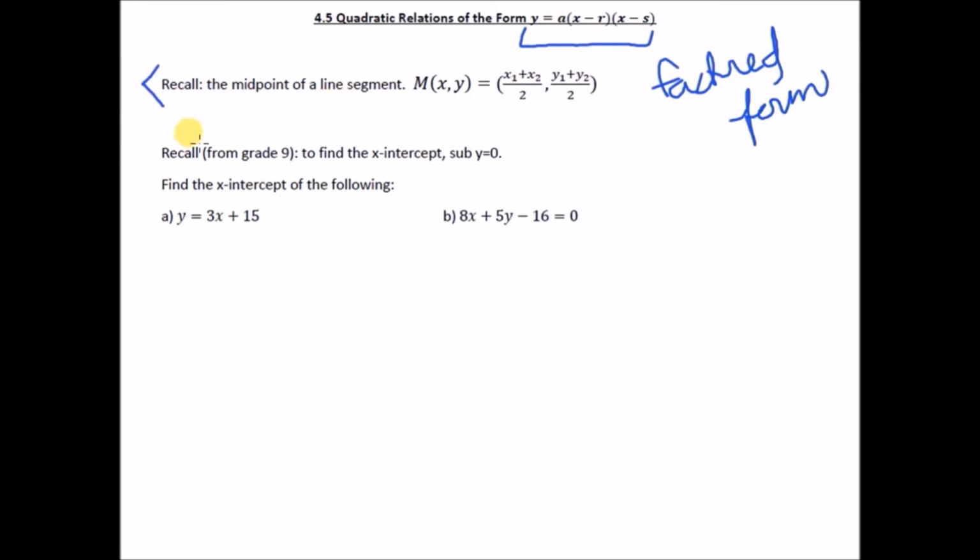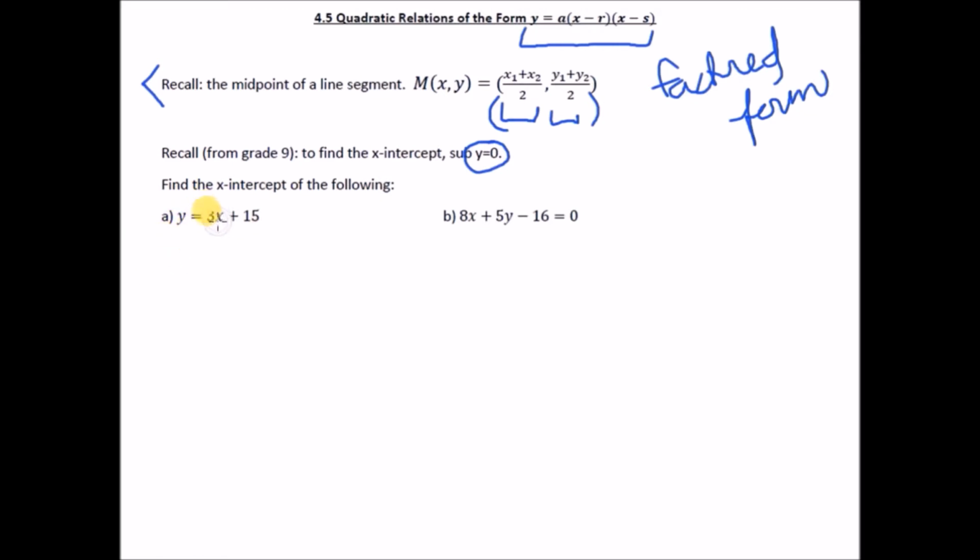Let's recall that the midpoint of a line segment is just the average of the x's, comma, the average of the y's, and that's going to give you an ordered pair. And then a little recall from grade 9. In order to find the x-intercept, we're going to sub y equals 0. So let's go ahead and find the x-intercept of these two lines below.